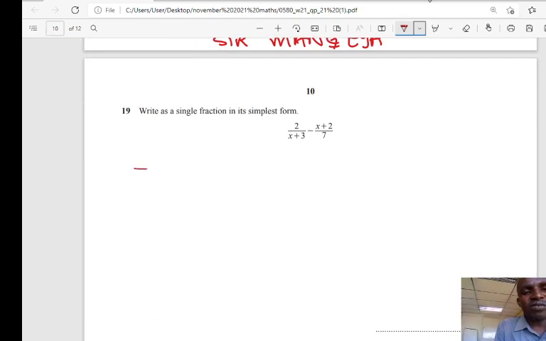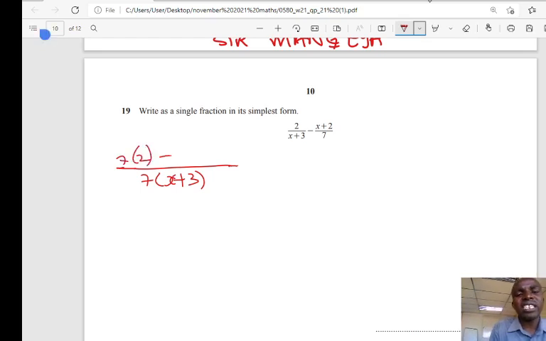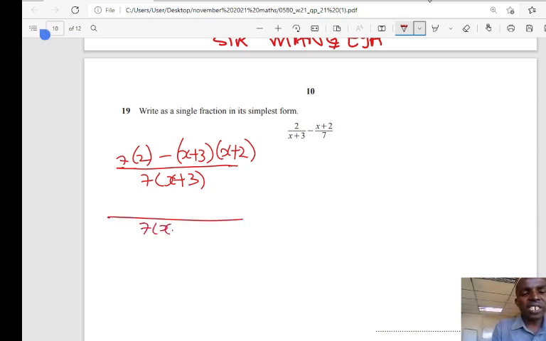Next, write as a single fraction in its simplest form. You find the common denominator first, which is 7 times x plus 3. This one is just the same concept as at primary level, right? x plus 3 into 7 times x plus 3. This one will cancel x plus 3, it will be 7 here. Multiply 2 minus 7 into 7 times x plus 3, it will be x plus 3. Then it will multiply x plus 2 there. Learn to use brackets. Put them inside the brackets, right? Then you simplify the numerator. Denominator, just leave it like this.